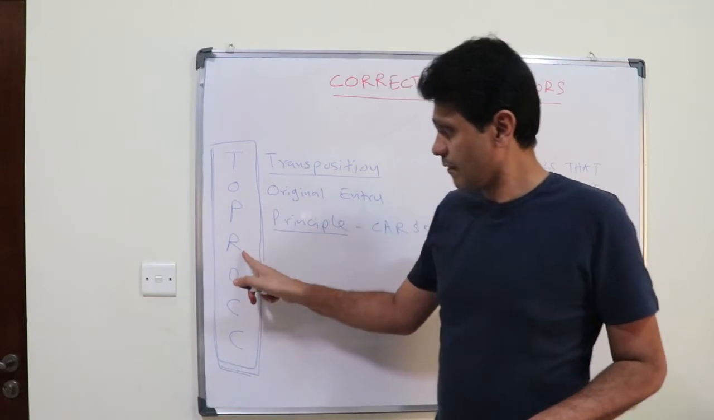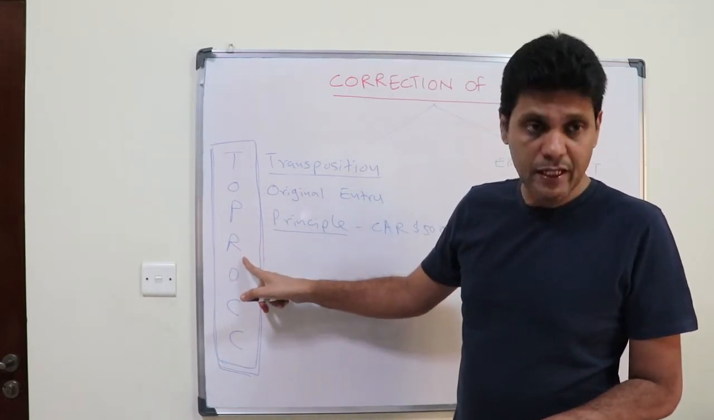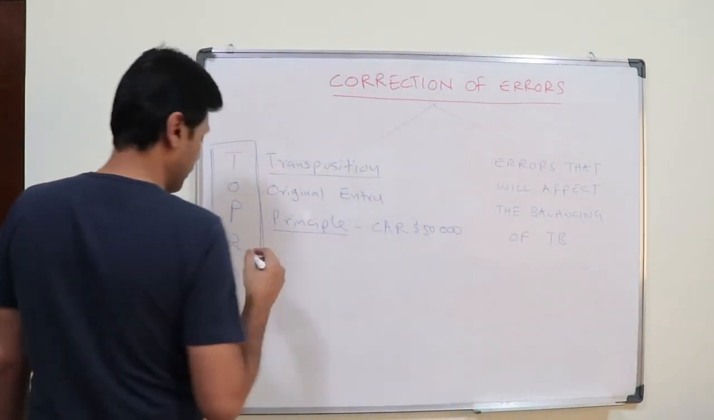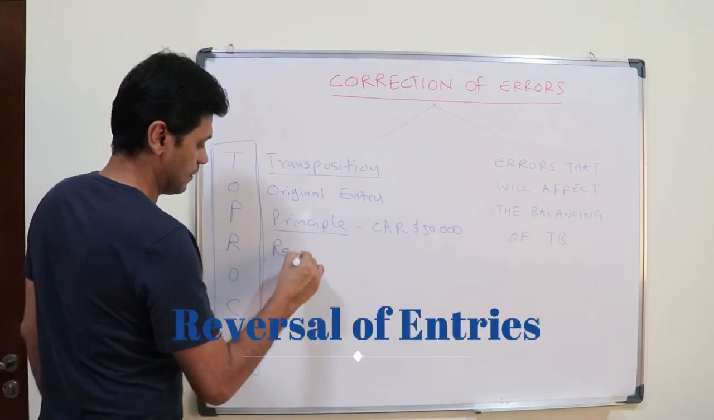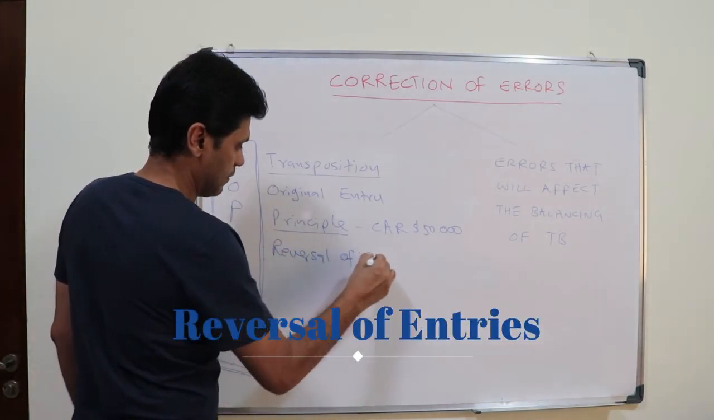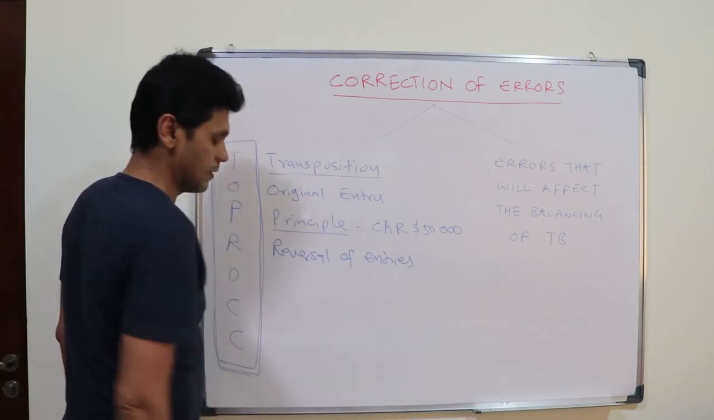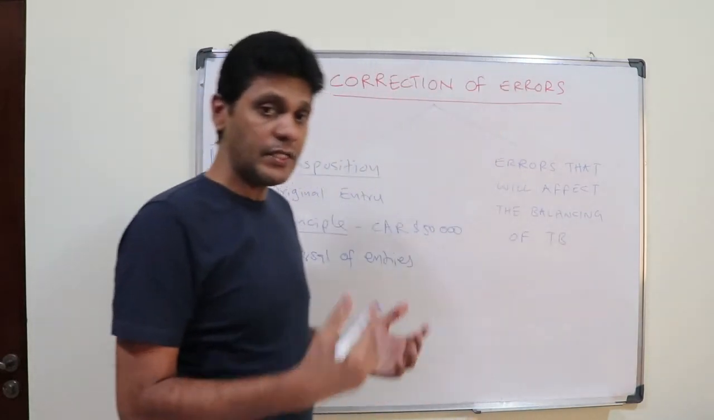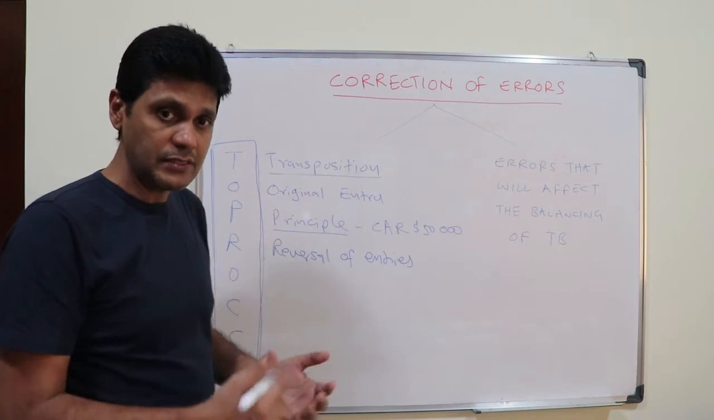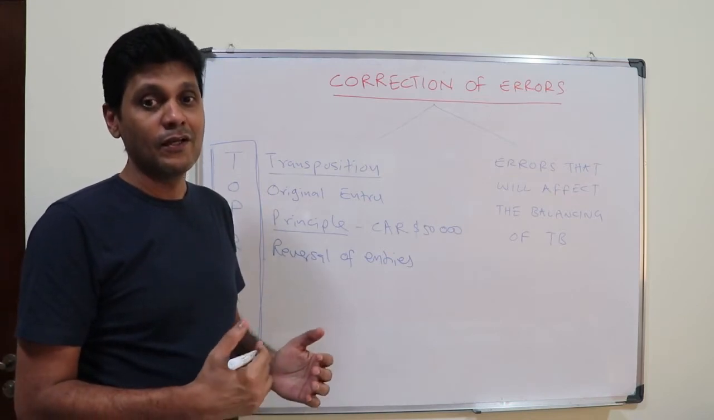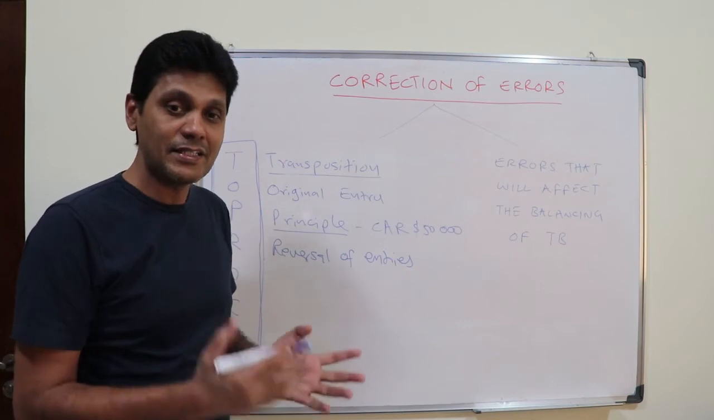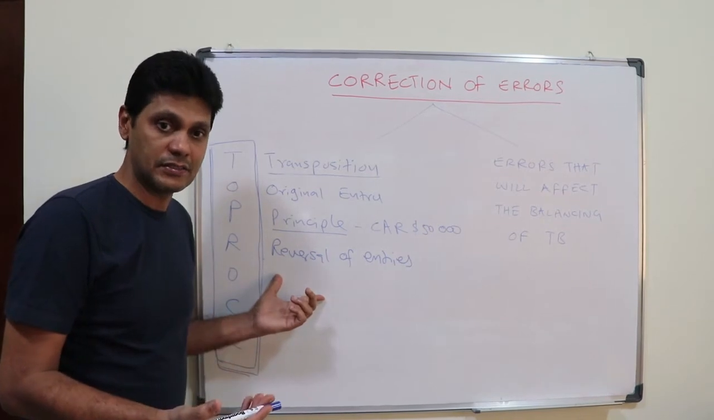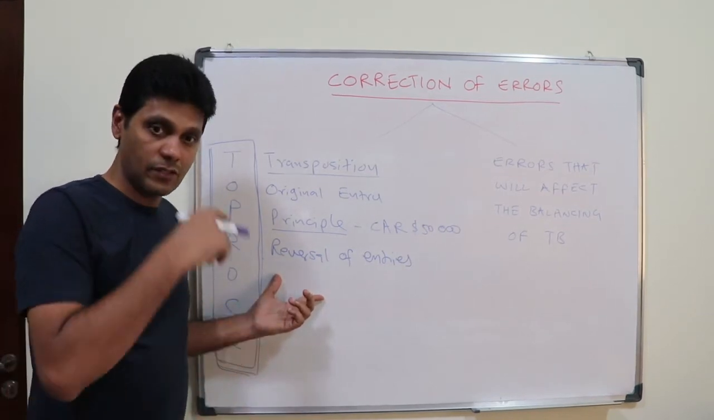The next error will be complete reversal of entries. Complete reversal of entries. What does it mean? The amount is correct and also the account is correct, but your double entry is incorrect. So that is known as reversal of entries. Errors of reversal of entries.